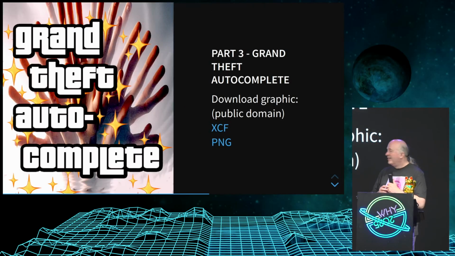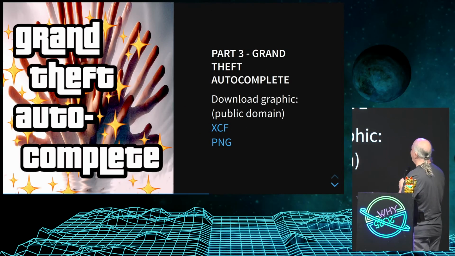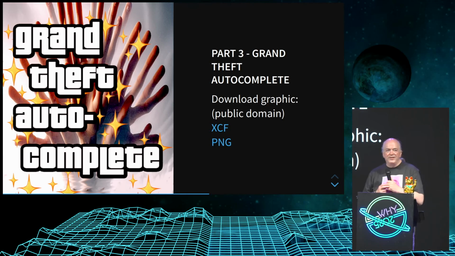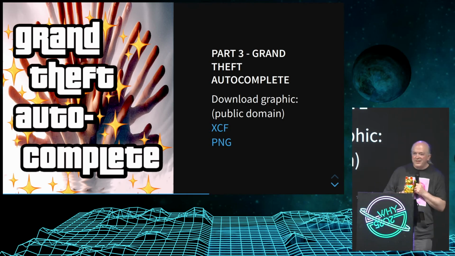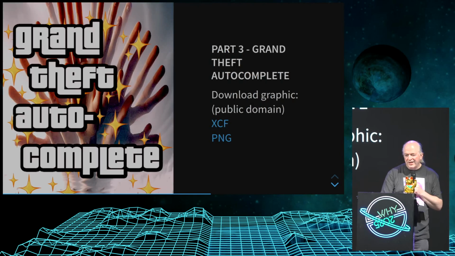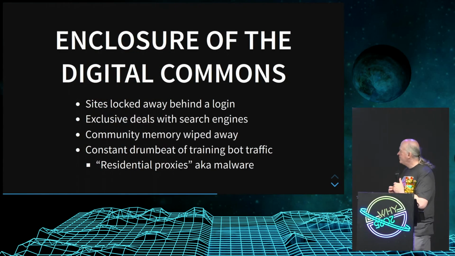I'll do that later. So part 3, I call this one Grand Theft Autocomplete because really this is about the enclosure of the digital commons. What do we mean by that?